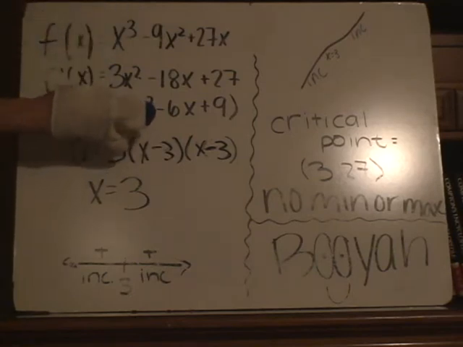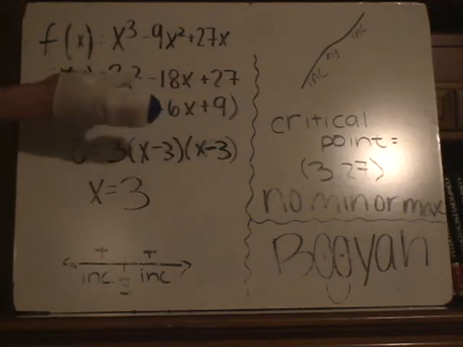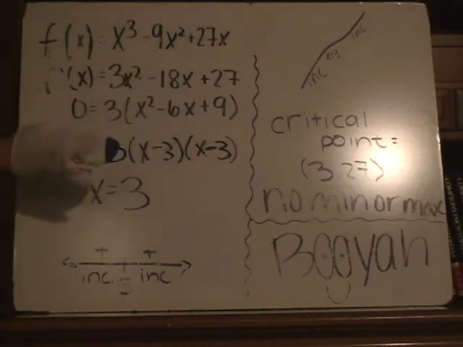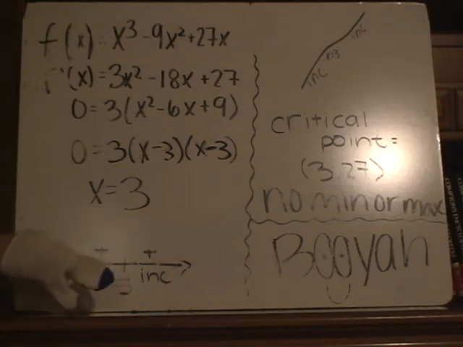So we get 3 times (x squared minus 6x plus 9), and we can factor that even further and find out that 3 times (x minus 3) times (x minus 3) equals 0. So obviously x equals 3. When we put 3 on the number line and plug in a number less than 3, it's increasing, but when we plug in a number greater than 3, it's also increasing.